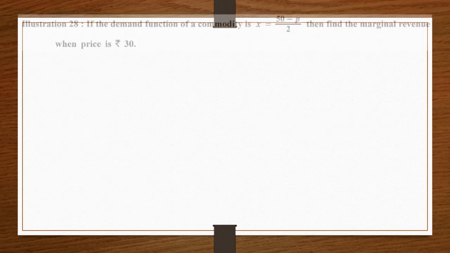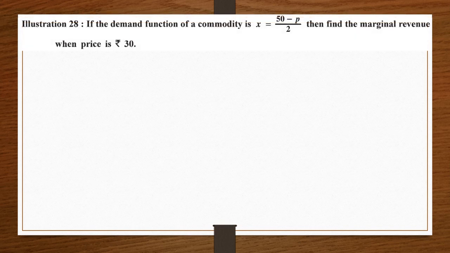We will take one more to understand it. If the demand function of a commodity is X is equal to 50 minus P upon 2, then find the marginal revenue when price is 30. Okay, now this is a bit different. Usually we have P is equal to some values. Right now we have X is equal to a value.